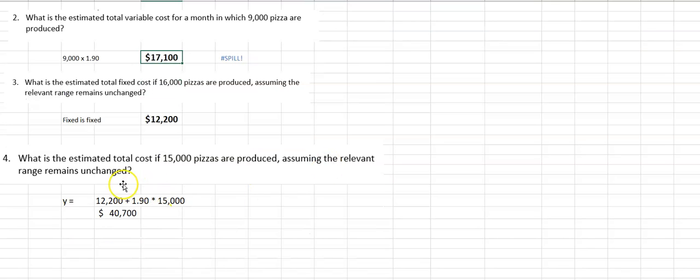And then finally, what is the estimated total cost if 15,000 pizzas are produced, assuming the relevant range remains unchanged? So I would take my fixed cost plus $1.90 times 15,000. You might want to put some brackets around that. I don't actually think you have to anymore, but in my day you did. So I've got a total of 40,700. With any luck, that's right: 12.2 plus 1.90 times 15,000 pizzas.